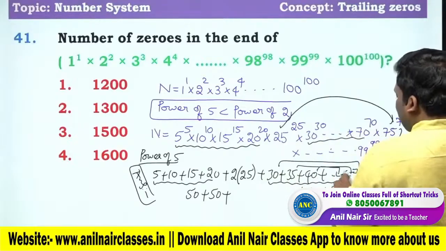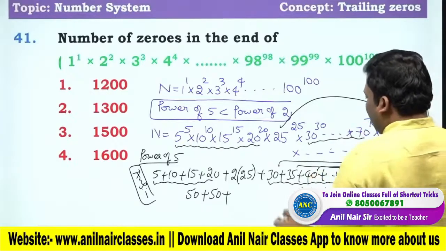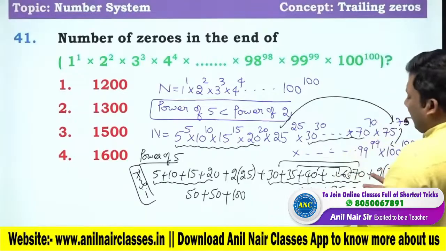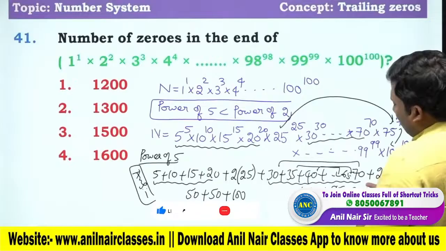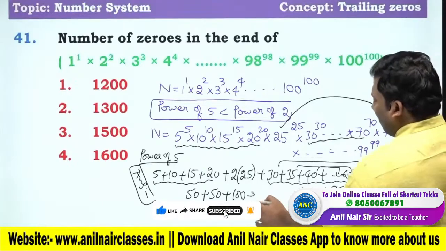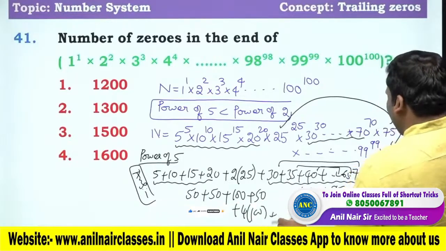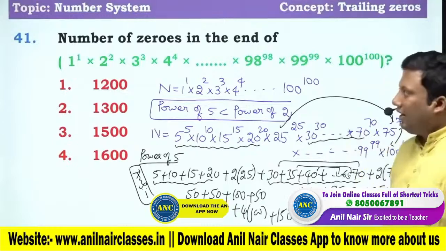40 plus 60, 100. 100, 100, 100. How many times will I get 100? 30 plus 70, 35 plus 65, 40 plus 60 we will get, and another 50 will be there. So 4 into 100 I will get. Then 150, then add this value. It's a simple addition. I hope the idea is clear.